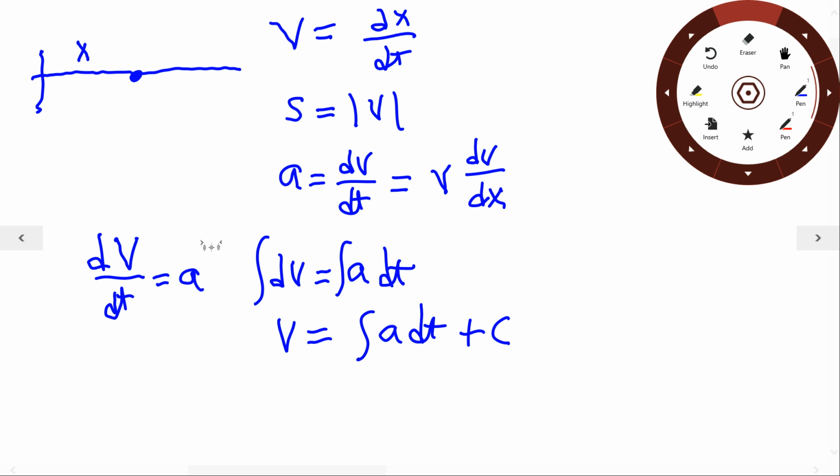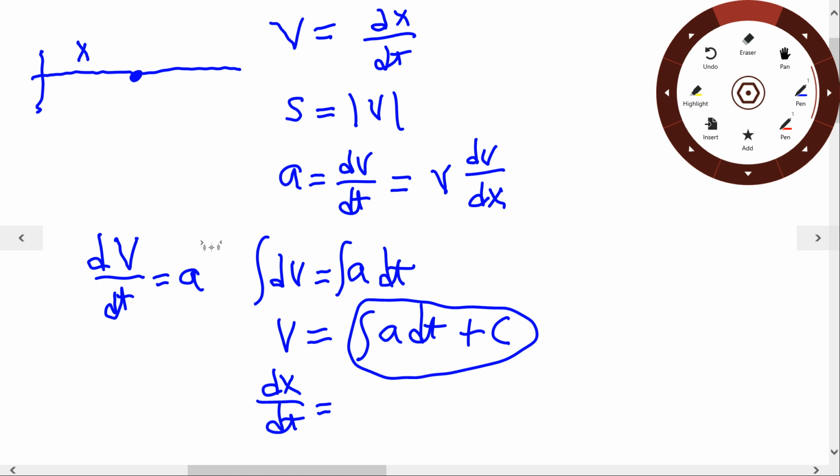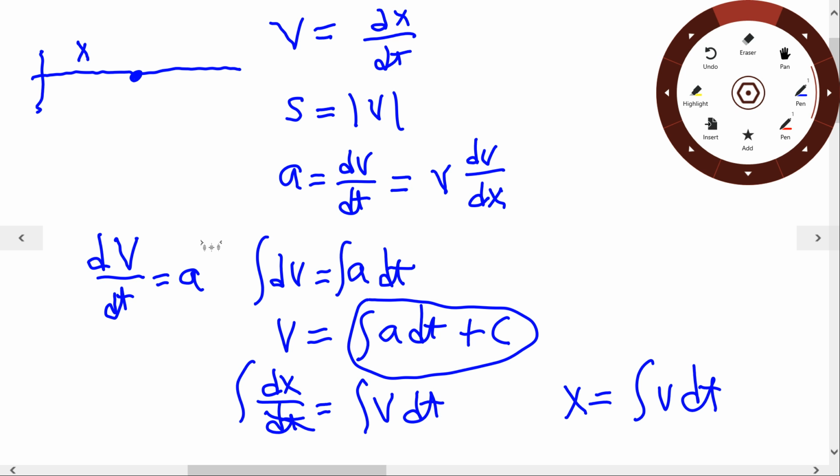If you wanted position, then velocity is equal to dx/dt, which is equal to the integral that you've got here. So you'll do that integral first, and whatever you come up with is here. Then you'll multiply through by dt and integrate both sides, and that gives you the position, which is equal to the integral of the velocity dt plus another arbitrary constant that gives you the initial position.